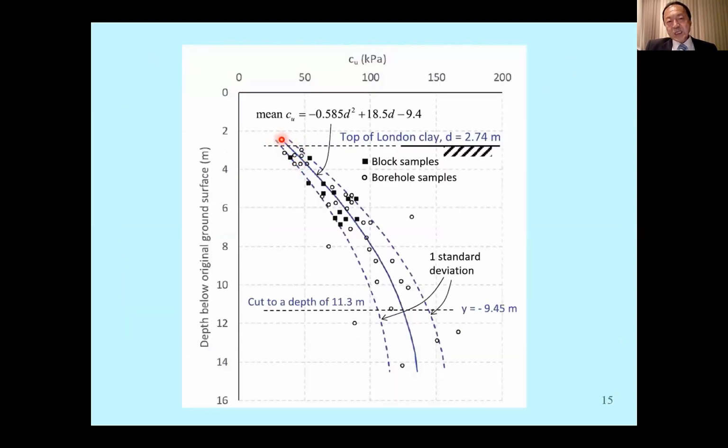So deterministic analysis passes a fitted line through the scatter points, the so-called mean CU value. Based on the mean CU value, you do the critical slip surface search and you end up with a factor of safety of 1.8, which is considered quite high. But if you extend the deterministic analysis into probabilistic analysis, you would like to consider the scatter, or the uncertainty, of the data. In that case, you have the plus and minus 1 standard deviation boundary, and from there you can do reliability analysis.